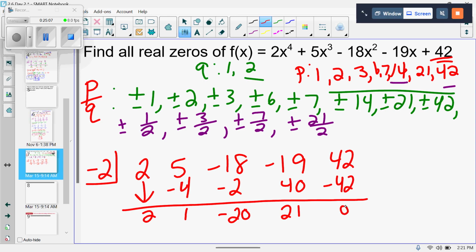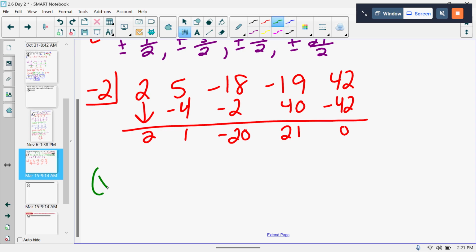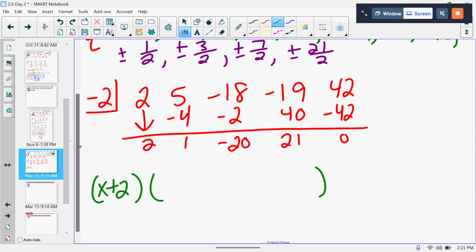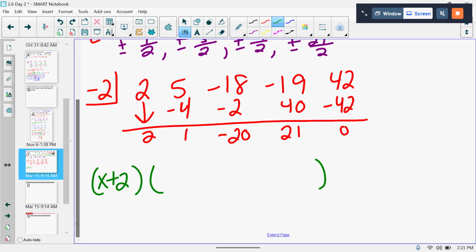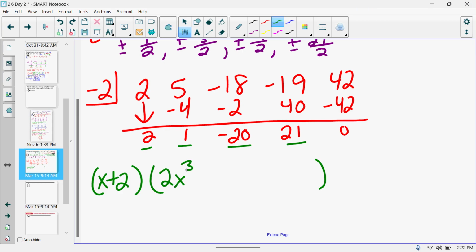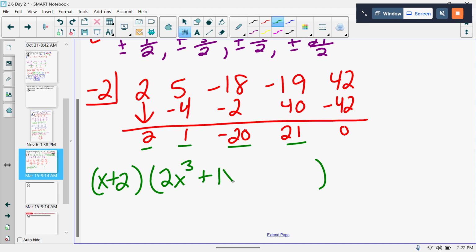So that's good. Remember, guys, if it crosses the x-axis at negative 2, the factor looks like x plus 2. What's left is still going to be degree 3 because we started with degree 4. If you factor out just one thing, it's still going to be degree 3. So lay out these coefficients: 2x to the third plus 1x squared minus 20x plus 21.